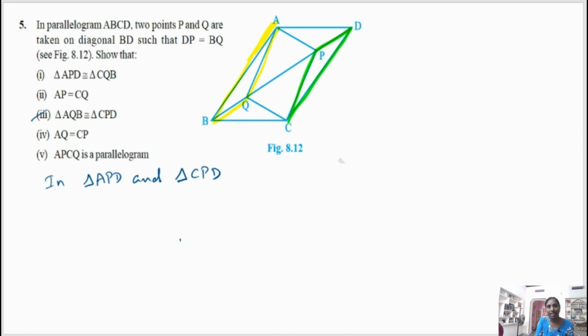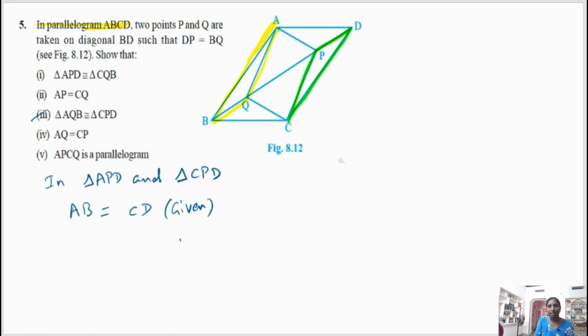Here we can write AB is equal to CD. Why? Same thing, because ABCD is a parallelogram. It is given in the question. ABCD is a parallelogram. So we can write that opposite sides are equal in a parallelogram. So it is given. Now, in a parallelogram, opposite sides are parallel also.